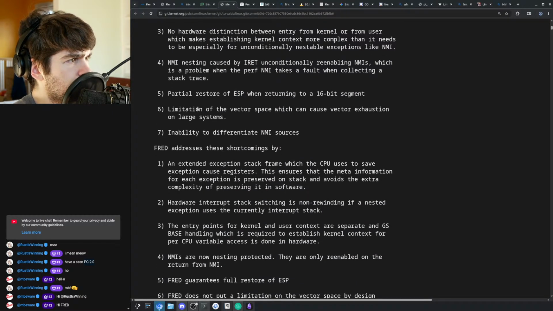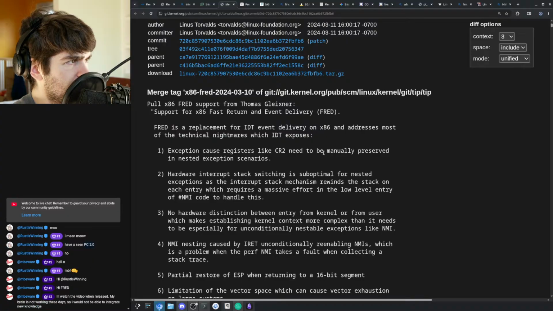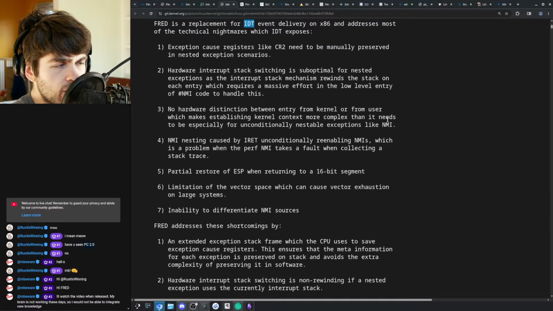Limitation of the vector space, which can cause vector exhaustion on large systems. When they say vector space, they're related to the IDT, right? To the interrupt descriptor table. No, not the table, or something. I'll watch the video when it's released. My brain is not working these days, so I should not be able to integrate new knowledge.